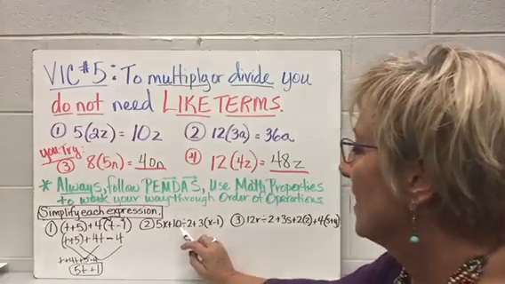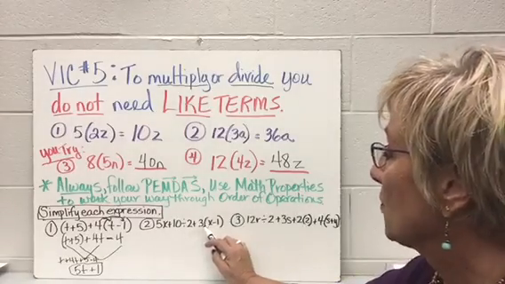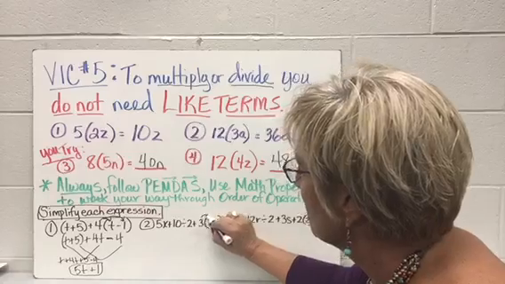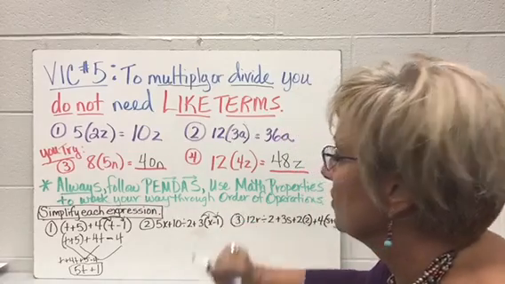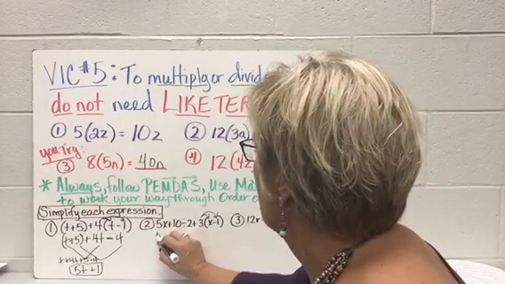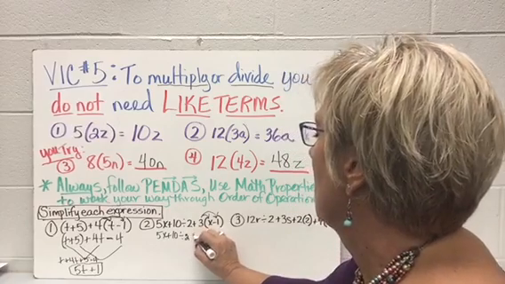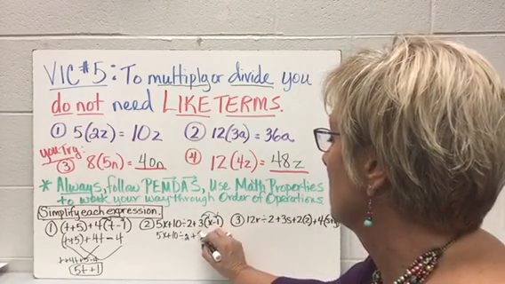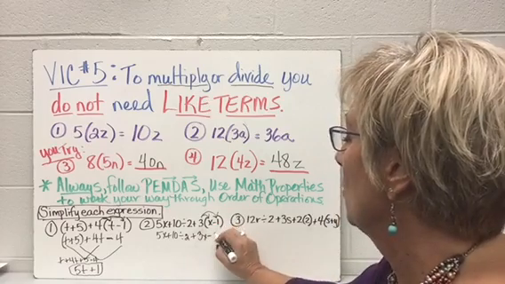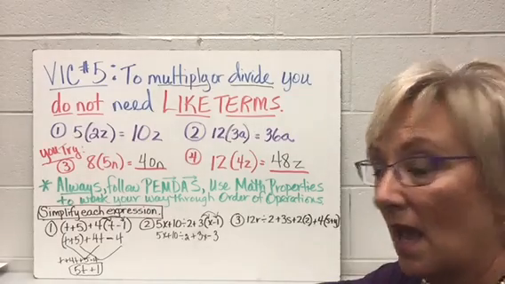Here I've got 5x plus 10 divided by 2 plus 3 times the quantity of x minus 1. Always do your distributive property first so you can simplify it and then combine the like terms. So now I've got 5x plus 10 divided by 2 plus 3 times x is going to give me 3x. And I've got a minus in front of that 1, so 3 times 1 is going to be 3. Now I can combine my like terms.